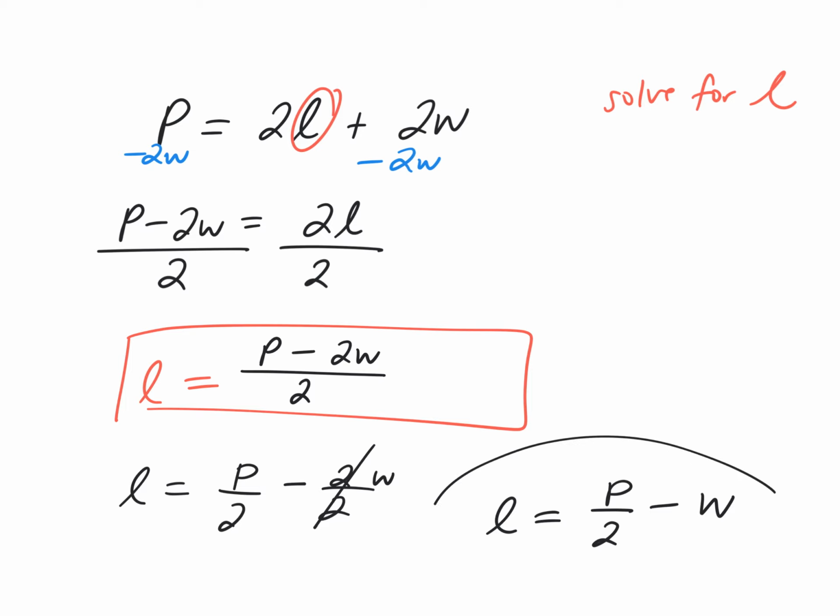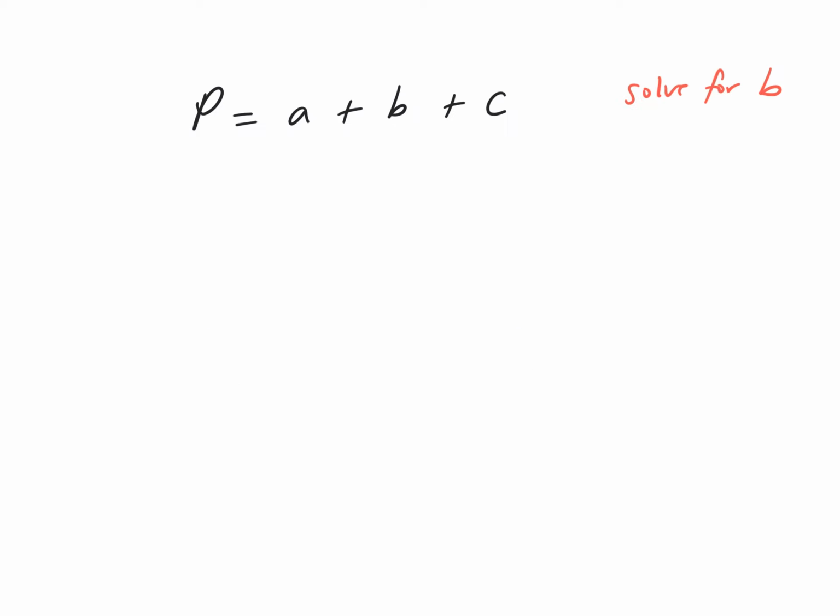So you got it? It's A. So we want to solve for B. Because it's plus everything, just minus. So what is B equal to? B is equal to P minus A minus C. Yep. P minus A minus C is equal to B.